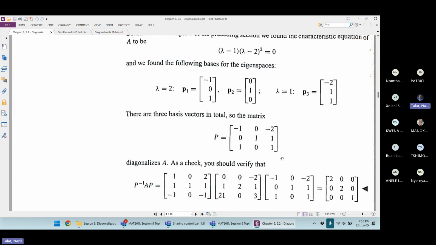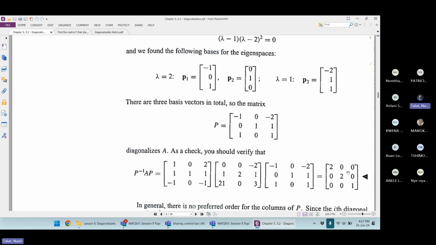And this matrix P is always invertible, meaning its inverse always exists. So when its inverse exists, we can find its inverse and check P inverse A P. So this is P inverse, this is the given matrix A, and this is P. If you multiply them, then you will get a diagonal matrix. The diagonal entries are the eigenvalues, like 2, 2, and 1. And you can see that 2, 2, and 1 are the eigenvalues. So it means that the diagonal matrix always contains the eigenvalues as diagonal entries.